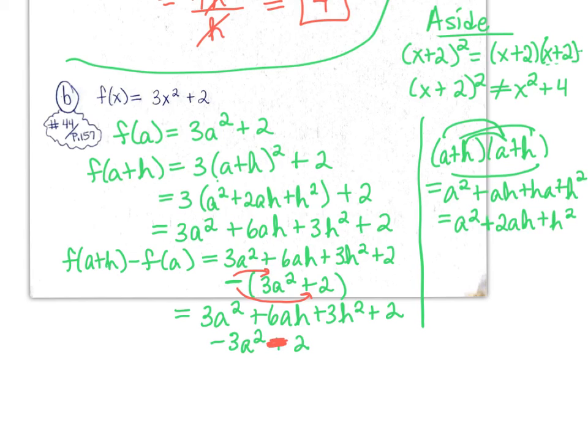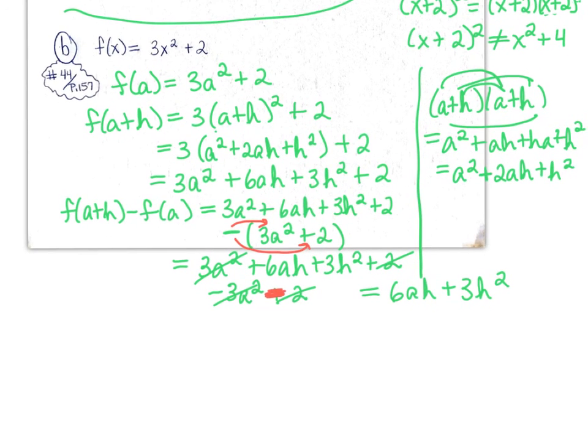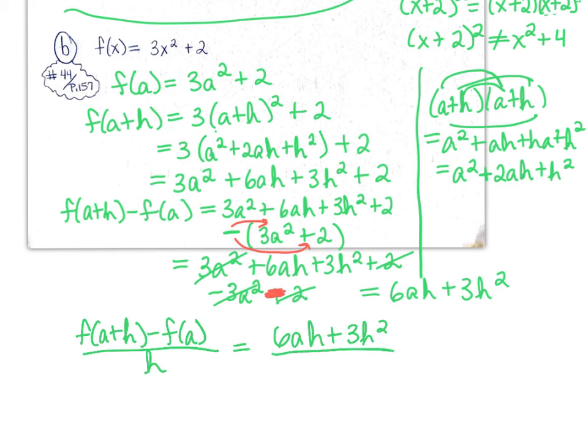Now, what happens? The 3a squared cancel out, and the 2's cancel out, leaving you with 6ah plus 3h squared. Good. And now we go ahead and finish finding the difference quotient. So f of a plus h minus f of a, divided by h, is now 6ah plus 3h squared divided by h.